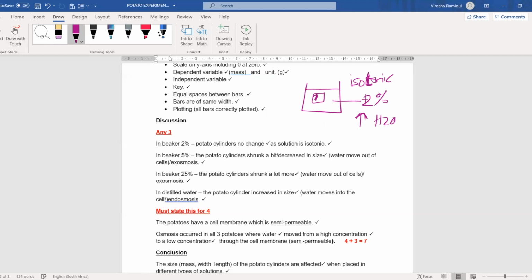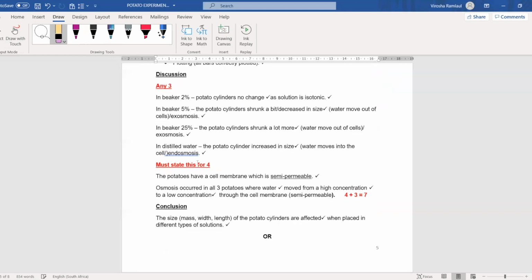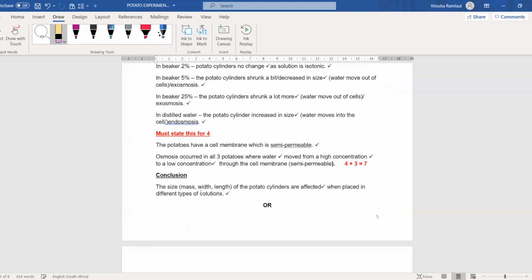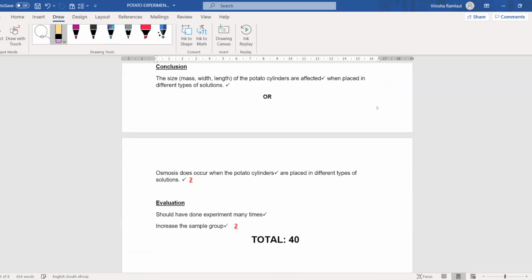results. And then of course, if you use distilled water, you could have said distilled water is your control to compare with your experiment to prove that osmosis does take place in your experiment. And then you can mention that in your discussion, that this was the control, whichever one you chose. And then yes, the conclusion: the size, the mass, the width, the length of the potato cylinders are affected when they're placed in different types of solutions, or osmosis does occur when potato cylinders are placed in different types of solutions. Your evaluation, of course, we only did the experiment once.